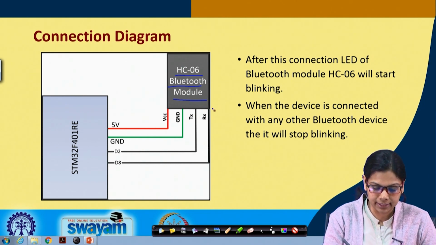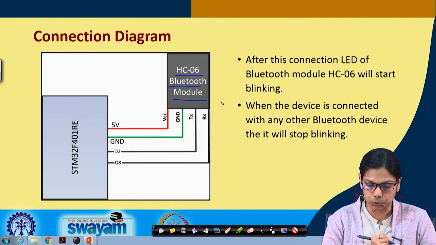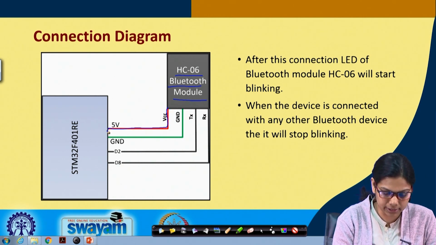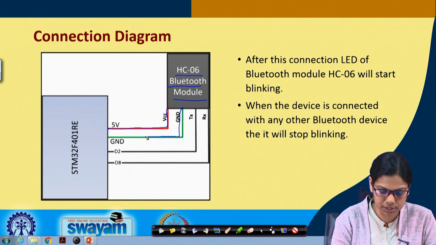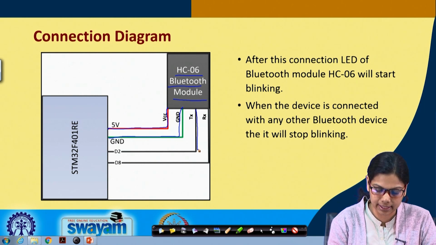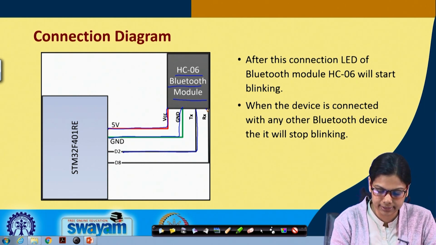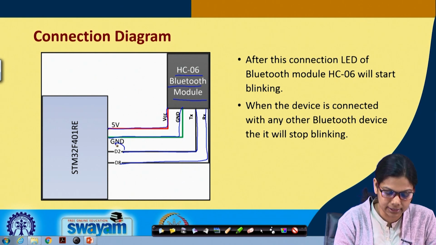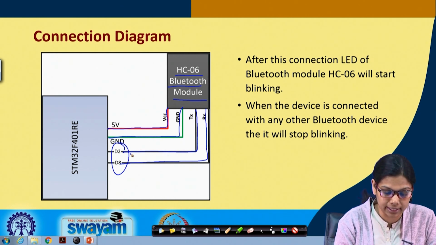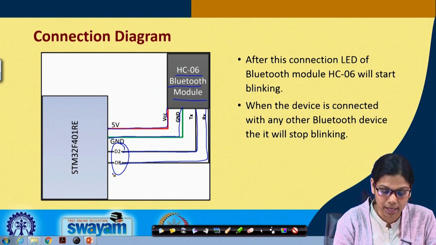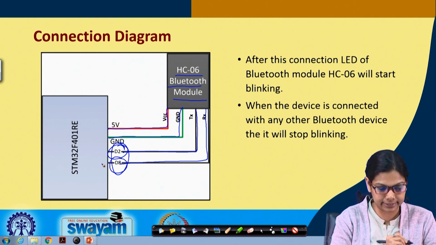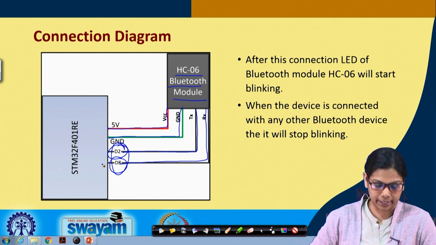The connection is fairly straightforward with the Bluetooth module. This is the VCC, which is connected to 5 volts. This is the ground, which is connected to the ground pin of the STM. The TX is connected to D2 and RX is connected to D8. We have to build a serial connection between these two pins, so we have to make one pin RX and another pin TX. So, this is the straightforward connection.